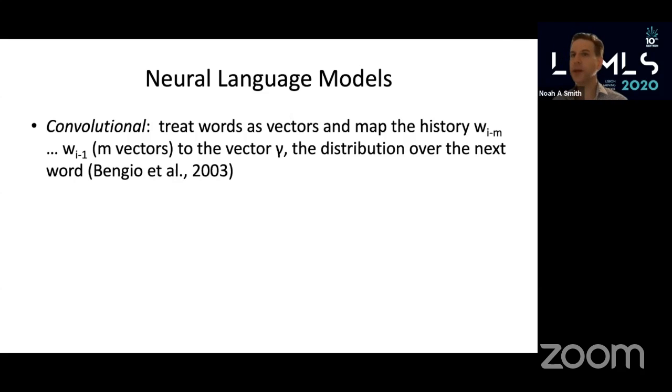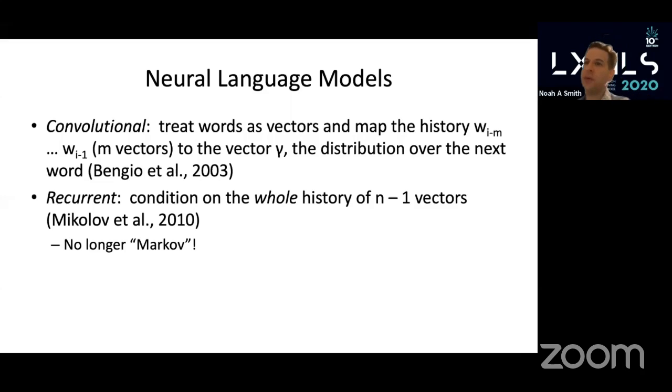And so you can build a neural network that maps it to the vector gamma, which is your distribution over the next word. And so it's a fixed input, fixed output neural network, and a convolutional neural net was an appealing option to get started with this idea. And there was a paper from Bengio and colleagues in 2003 that introduced this idea and found that it worked.